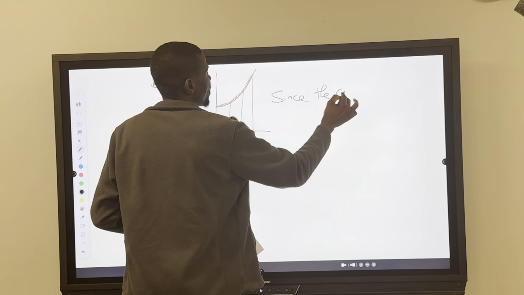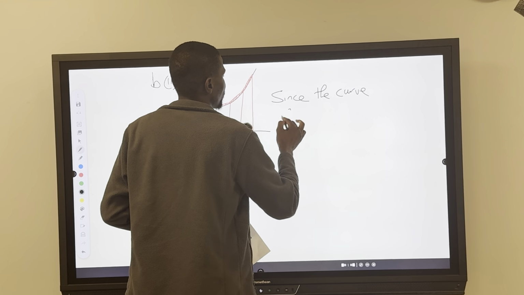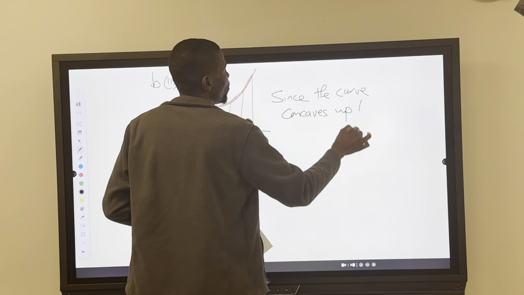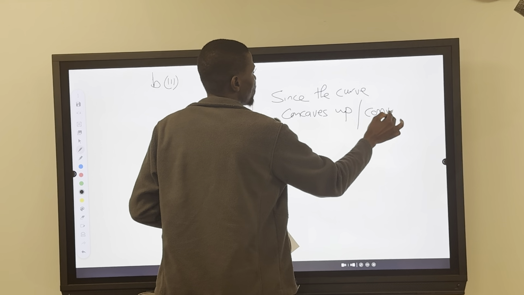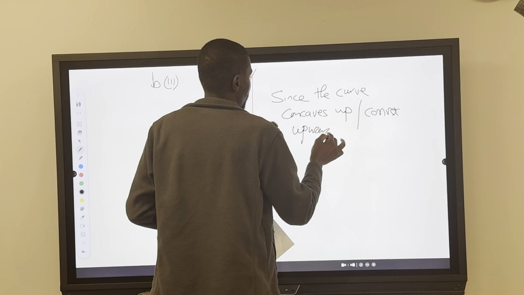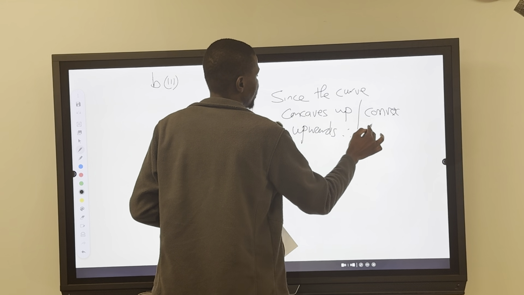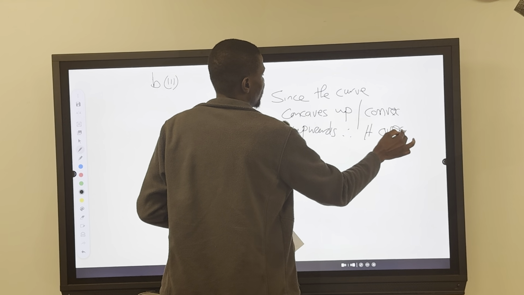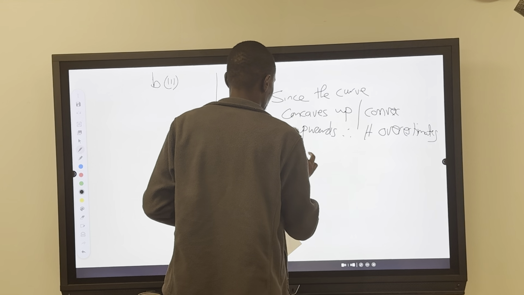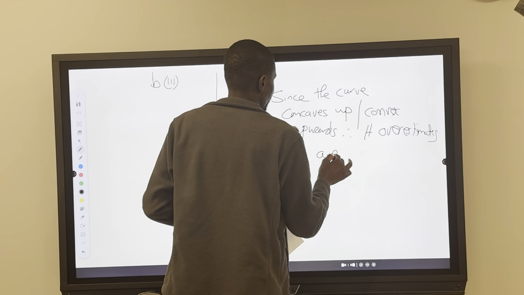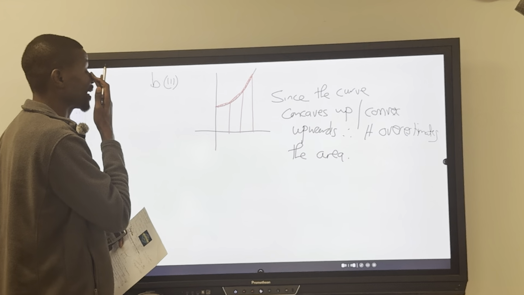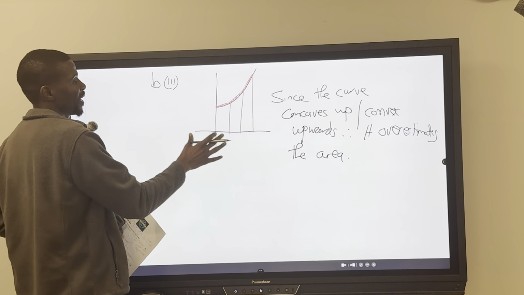So therefore, since the curve concaves up, or it is convex upwards, therefore it overestimates the area. So remember, guys, this diagram alone is a clear explanation. So include the diagram in that part.